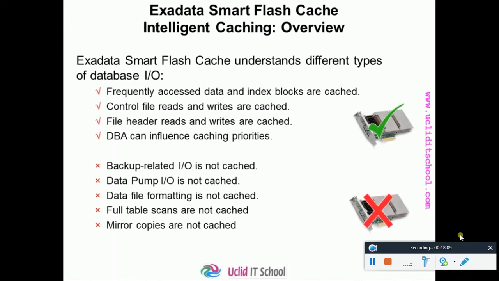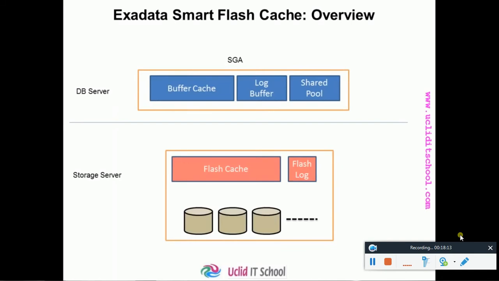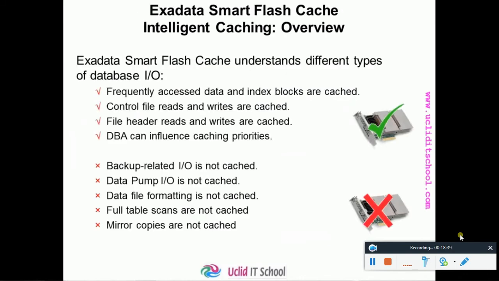Before that, it's not just caching. This caching is available in many storage servers nowadays, right? Almost every storage server has a caching mechanism. But what is different here is that Exadata caching is very smart. It is intelligent. It knows what type of IOs should be cached and what type of IOs should not be cached. That way, there is some intelligence built into the caching algorithm.